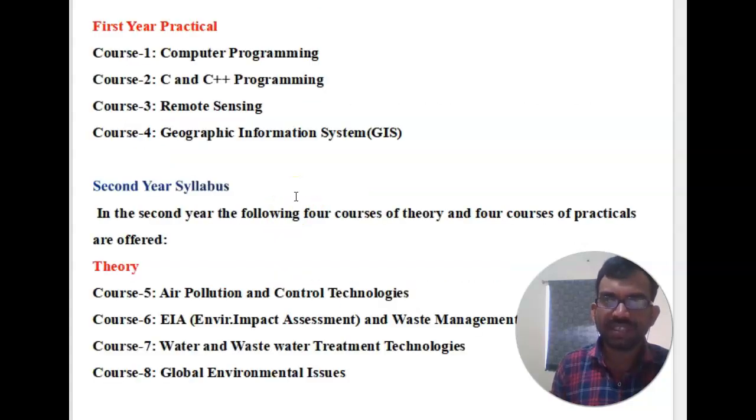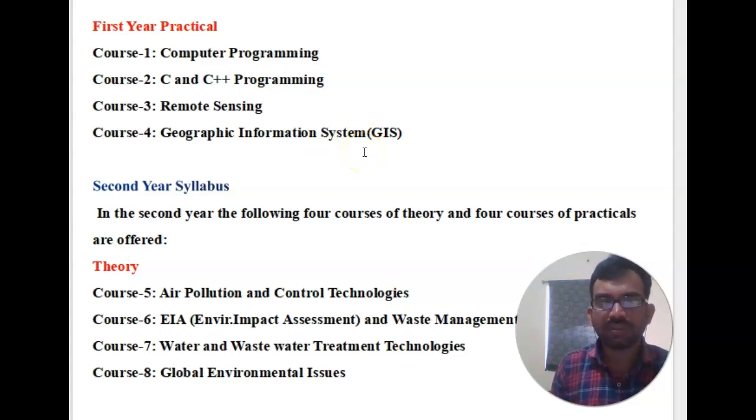Then you can see the first year practical. Compared to the theory, the practical is somewhat difficult, and the portion is also very difficult. The first year practicals are again 4. One is computer programming, the second practical is C and C++ programming, the third is remote sensing, and the fourth is geographic information system. So these are the 4 theory papers and 4 practical papers in the first year, and then we will finish our first year.